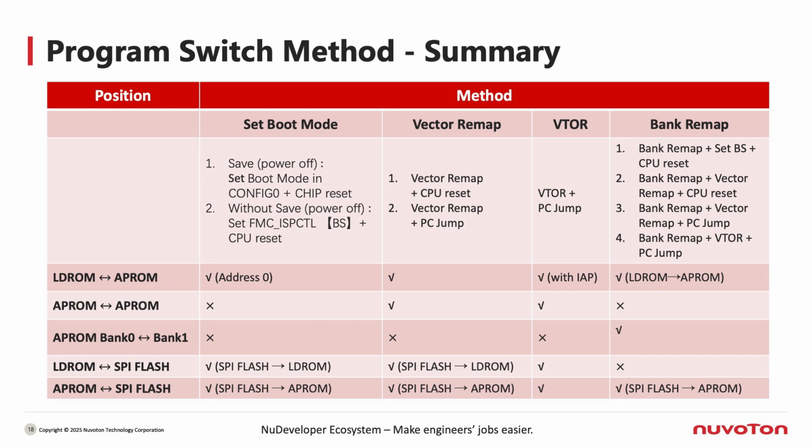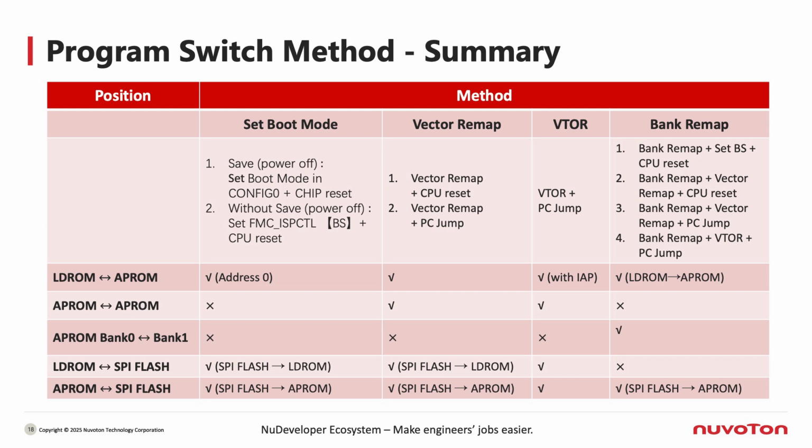Next, we use a table to summarize all the program switching methods introduced and the situations in which they can be used. For example, switching between LD-ROM and AP-ROM can be achieved by modifying the boot mode, vector remap, vector table offset, or bank remap. Vector remap and set VTOR can be used between internal programs in AP-ROM without dual bank functionality. Double bank programs switch through bank remap.